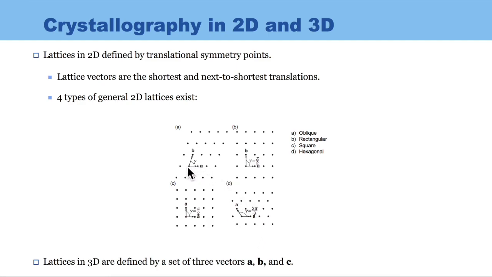In an oblique lattice, A and B are different and the angle between them is greater than 90 degrees. In a rectangular lattice, A and B are different and the angle between them is 90 degrees. In a square lattice, A and B are the same and the angle between them is 90 degrees. And in a hexagonal lattice, A and B are the same and the angle between them is 120 degrees.